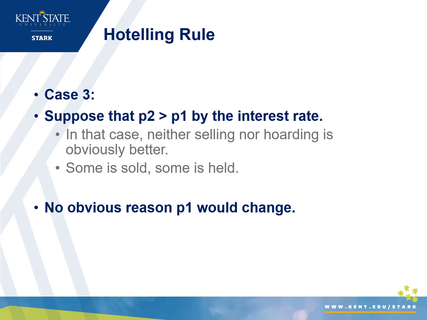So the end result we're going to get is that some of the oil is going to be sold, and some of it's going to be held. And there's no obvious reason then why that price should necessarily change, because there's no rush to either sell or to hoard. So I think this then kind of gives the logic of the Hotelling rule, so why it is that the interest rate or the discount rate is really the key in explaining how much prices are going to increase over time for these resources. And really it all relies on that ability to either sell them right now or wait and sell them in the future.